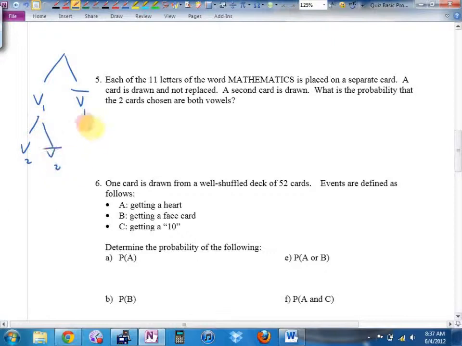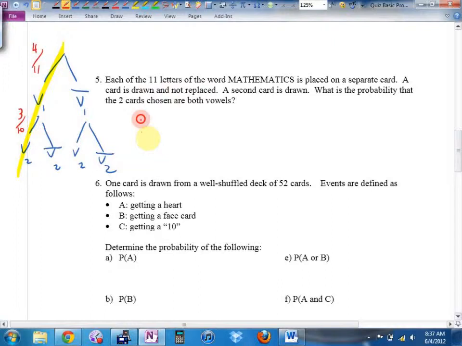Not vowel on the second. Vowel on the second. Not vowel on the second. You know what? They want both vowels, which means I'm just going to fill in this branch here, because that's vowel, vowel. 1, 2, 3, 4 out of 1, 2, 3, 4, 5, 6, 7, 8, 9, 10, 11. There are 4 out of 11 vowels. Not replaced, so 3 out of 10 vowels.